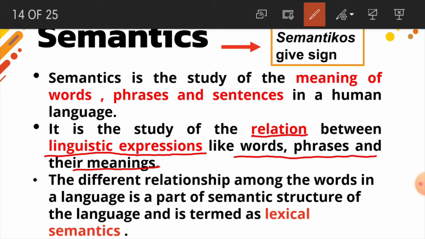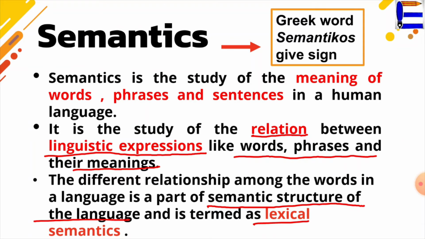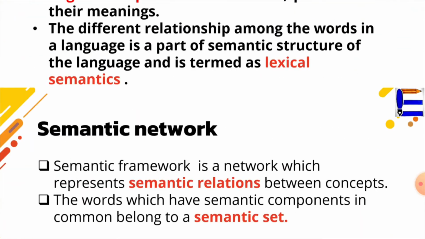For example, when I say white and black, the word white has its relation of being opposite with the black, right? So that is an example of relationship. Now, the different relationships among the words in a language are called the semantic structure of the language, which is also termed lexical semantics. And this relationship is represented by a network. That network is called a semantic network or semantic framework.